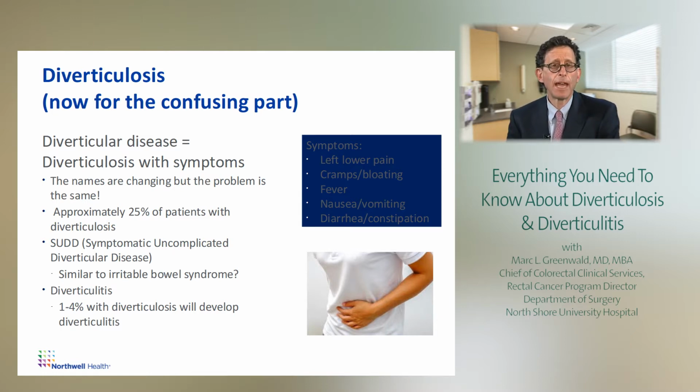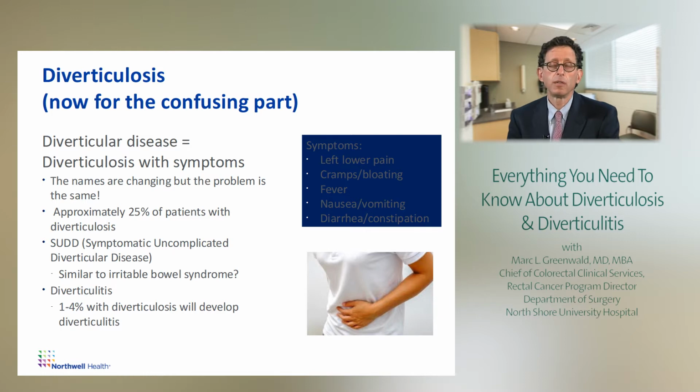There are two broad categories now that we talk about with diverticular disease. The first is what's called symptomatic, uncomplicated diverticular disease. That just may sound complicated. But what it really is, is people with diverticulosis who have symptoms, who don't have severe inflammation, and don't have severe infection. It's people that just have chronic irritation.